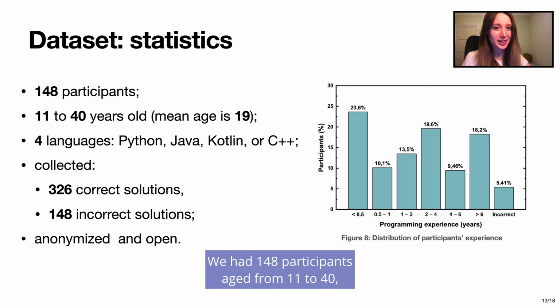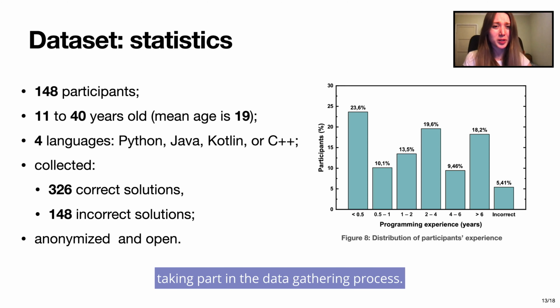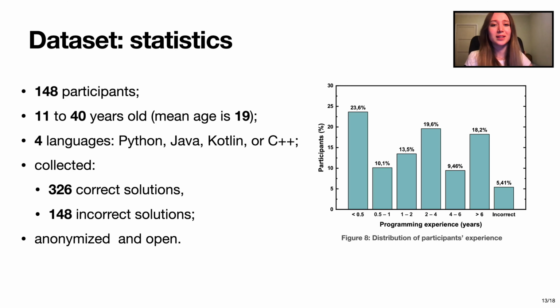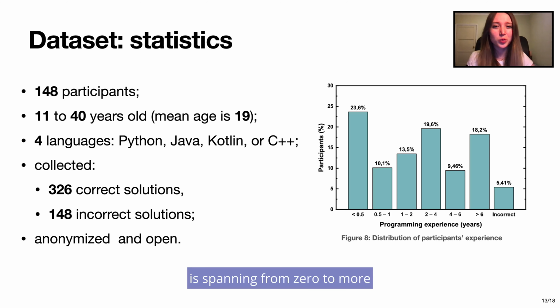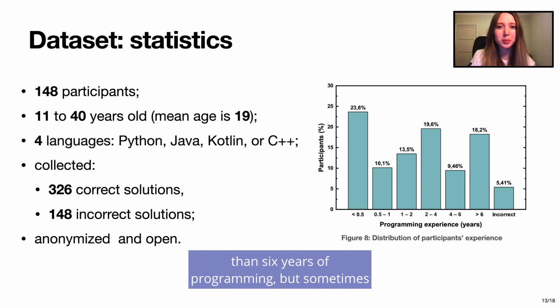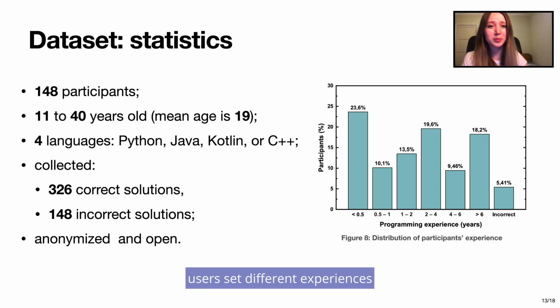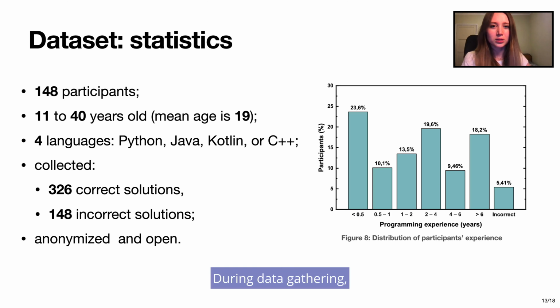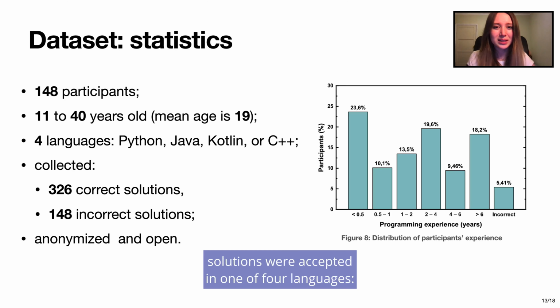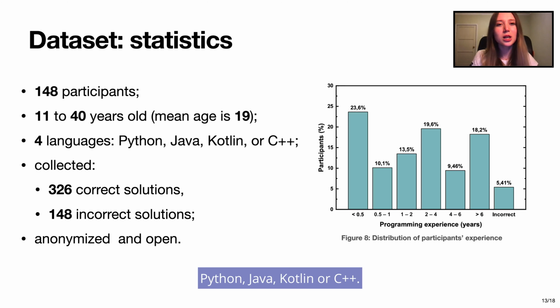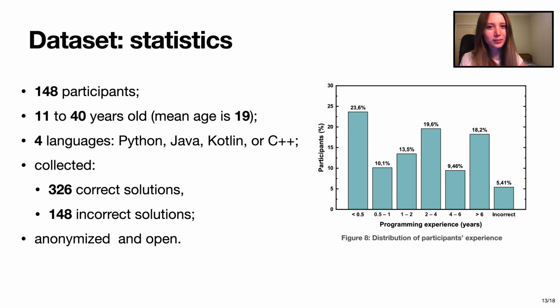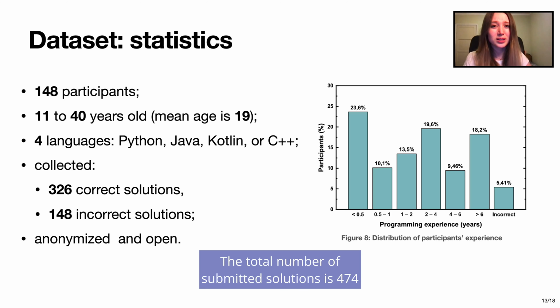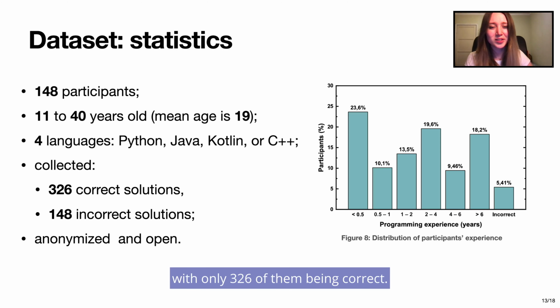We had 148 participants aged from 11 to 40 with the mean age of 19 years taking part in the data gathering process. Their programming experience ranges from 0 to more than 6 years of programming, but sometimes users set different experiences during the session, which we consider as incorrect. During data gathering, solutions were accepted in one of 4 languages: Python, Java, Kotlin, or C++. The total number of submitted solutions is 474, with only 326 of them being correct.